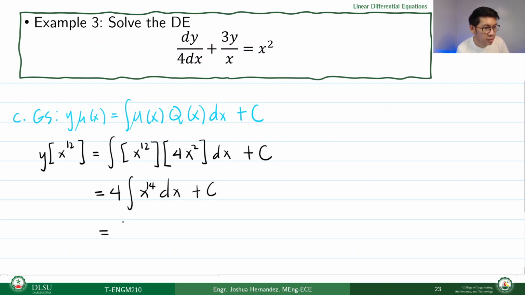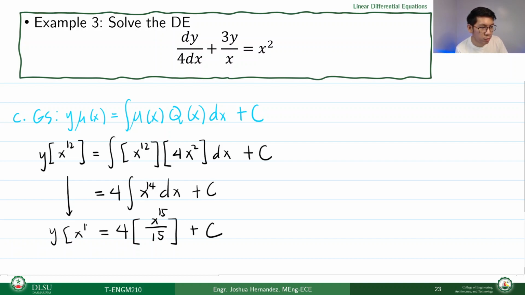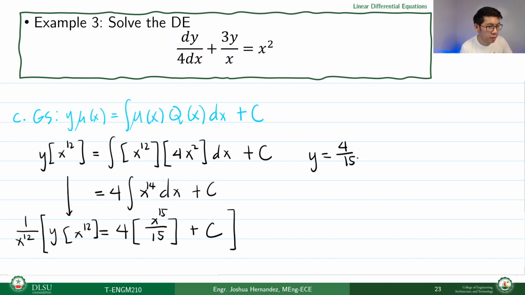Integrating this will give us 4 and then x raised to 15 all over 15. Right? Plus c. Copying, of course, yung ating y, x raised to 12. Now we can further simplify this, if we divide x 12 to both sides of the equation, that is multiplying 1 over x raised to 12, makakaroon tayo ng expression that is y equals what? 4 over 15 multiplied by 15 minus 12 is 3. So that will be x cubed plus c x raised to negative 12.